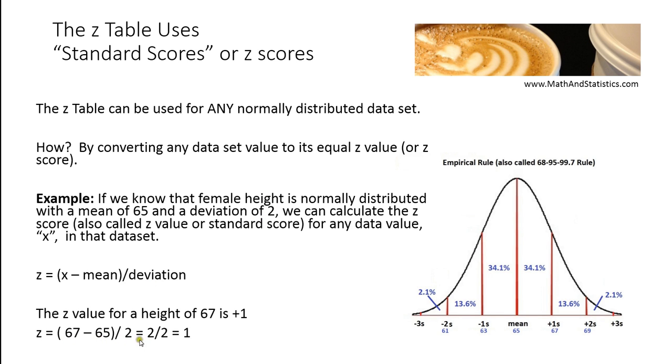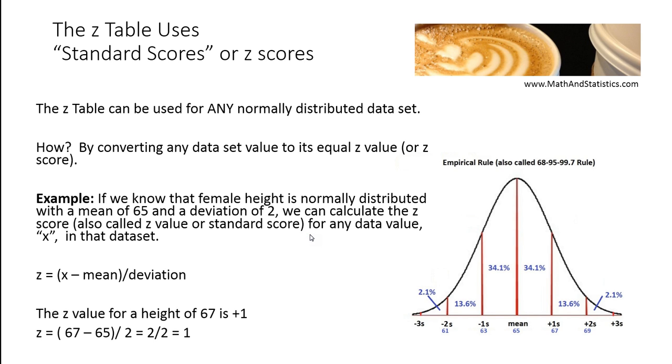67 minus 65 is 2. 2 divided by 2 is 1. And so, of course, we get 1, which is exactly what we can see that it is here. So when you calculate a z-value, what you're actually doing is calculating the exact number of standardized deviations that your value is from the mean of your data set.